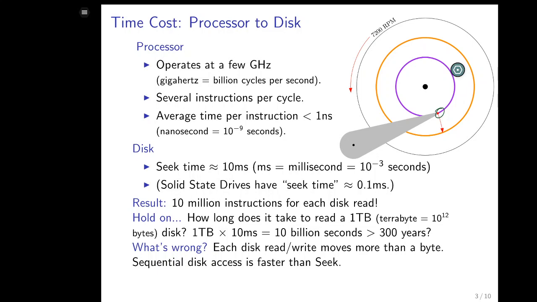Okay, so there are more statistics on how slow everything is. This disk seek time is 10 milliseconds, which is forever in terms of your gigahertz CPU. So it's a long time to wait.